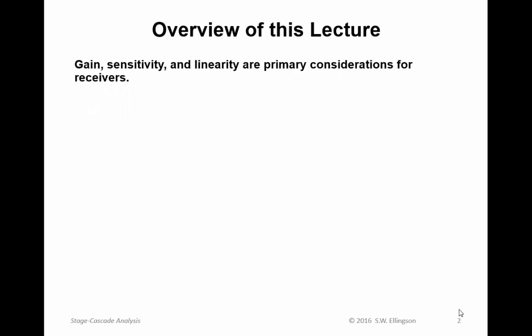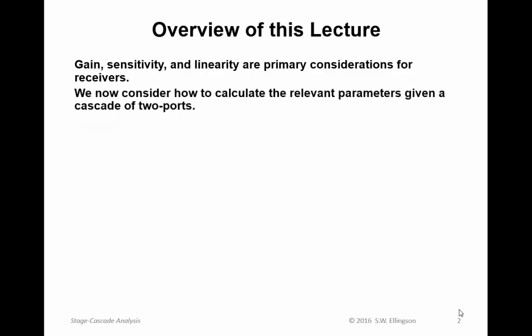Gain, sensitivity, and linearity are the three primary considerations for receivers. We now consider how to calculate the relevant parameters given a cascade of two ports. In other words, when we design a receiver, and we can describe that receiver in terms of a cascade of two ports, how can we take the individual parameters of those two ports and consider them together and come up with an overall assessment of gain, sensitivity, and linearity?